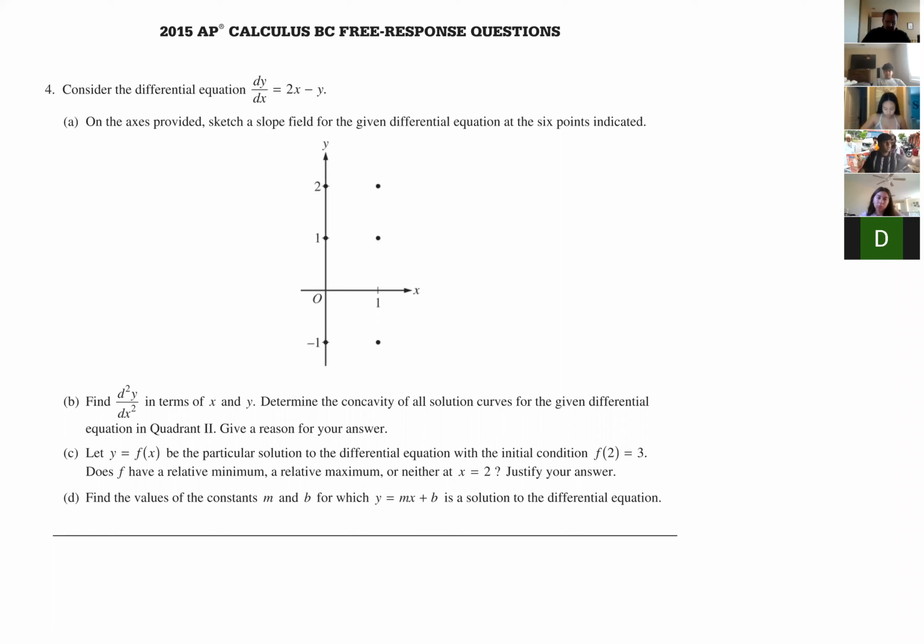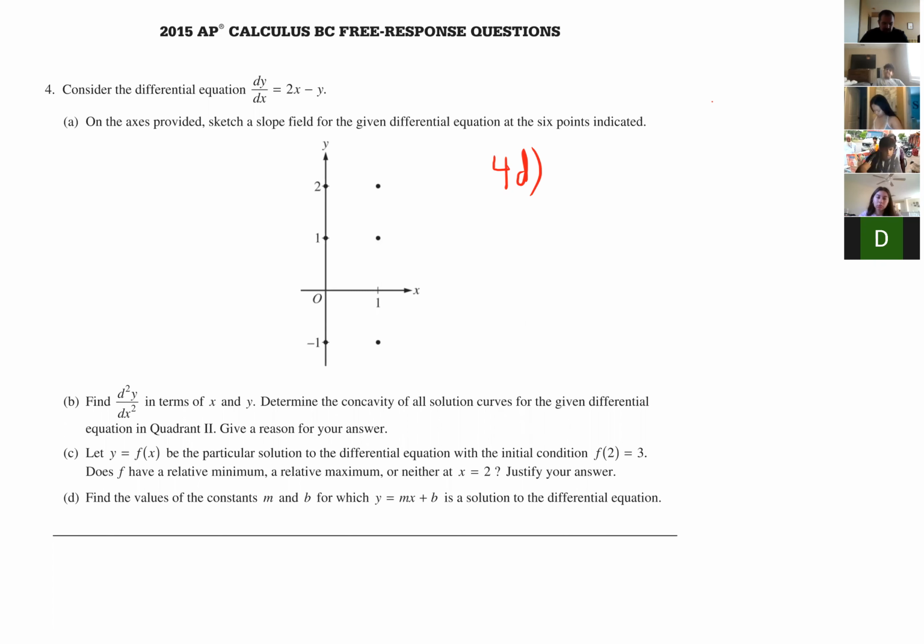All right, so 2015 4D. Okay, so on 4D, find the values of the constants m and b for which y equals mx plus b is a solution of the differential equation.